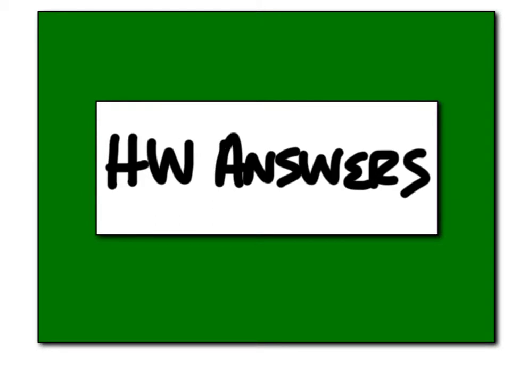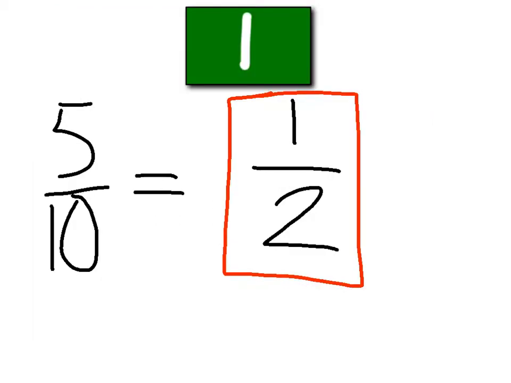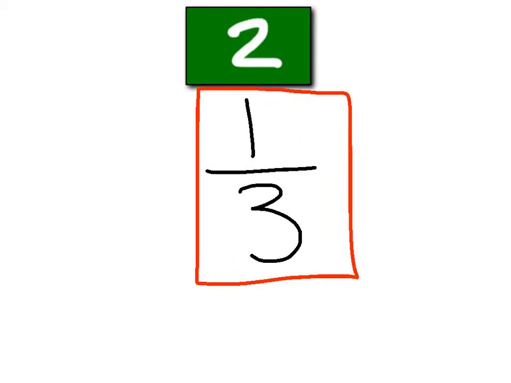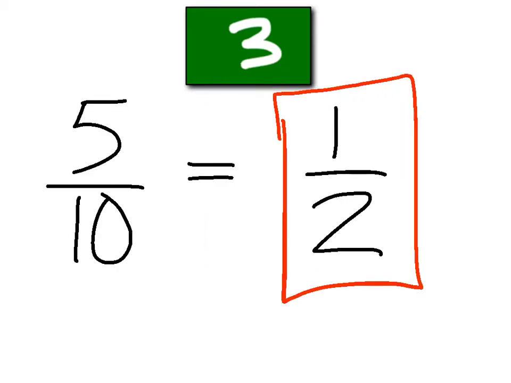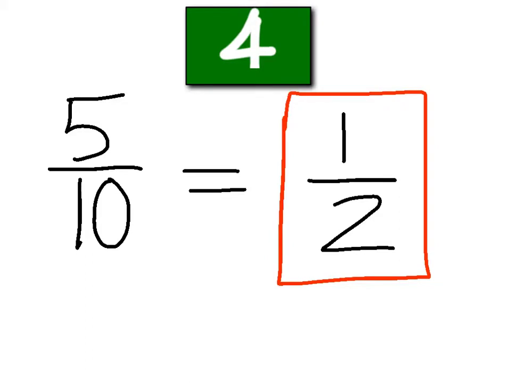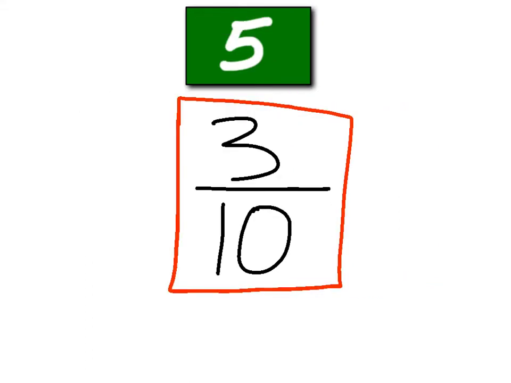Alright, homework check is going to be up here. Alright, keep track of how many you have right. Number 1 should be 1/2. Number 2 should be 1/3. Number 3 is 1/2. 4 is 1/2. 5 is 3 over 10.